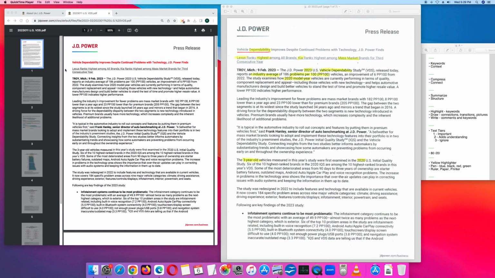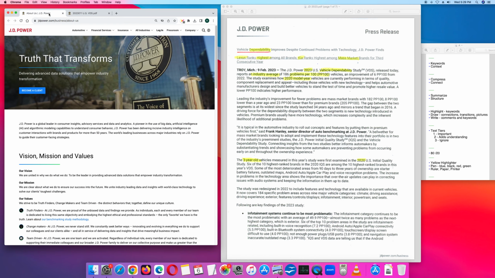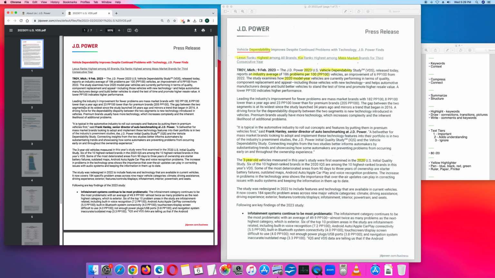This press release is a 7-page document released by J.D. Power in February of 2023 presenting their research on vehicle dependability. J.D. Power does ratings of car dependability and other consumer ratings. This is a 7-page document, and I'm going to show you how I highlighted this document, with the original on the left and my highlighted document on the right.